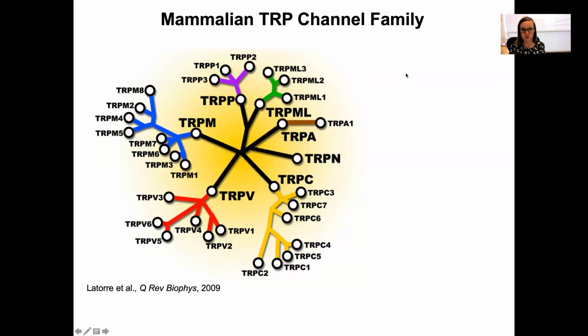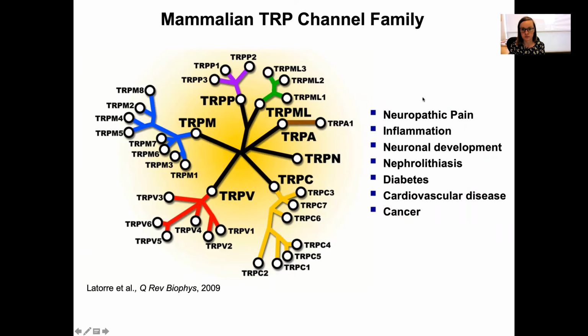Transient receptor potentials are non-selective cation channels that are involved in many physiological and pathophysiological processes. They're composed of 28 homologs, and my lab in the last almost 15 years has been studying the subfamily of those channels called TRPVs, and specifically we're interested in the channel TRPV2.